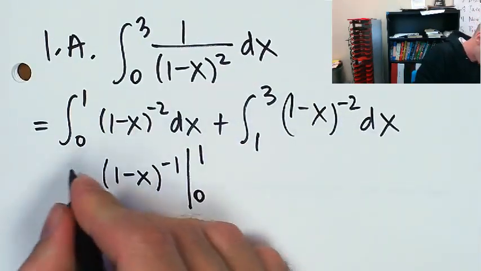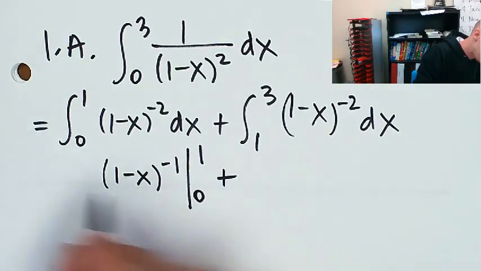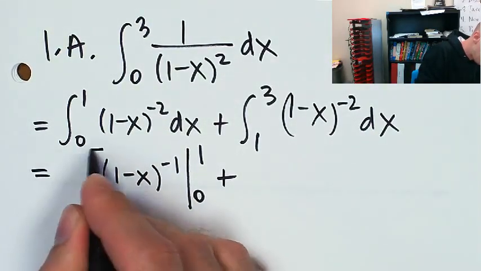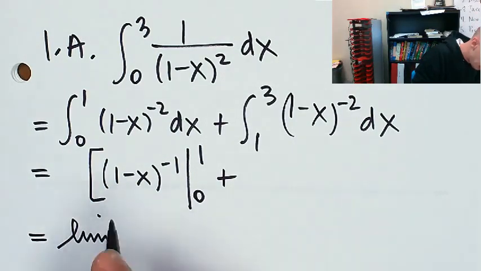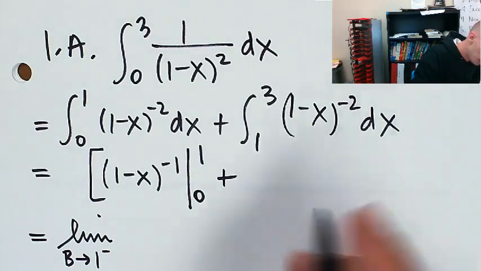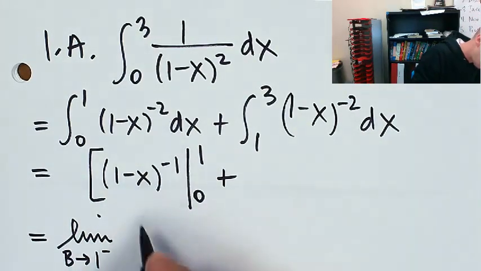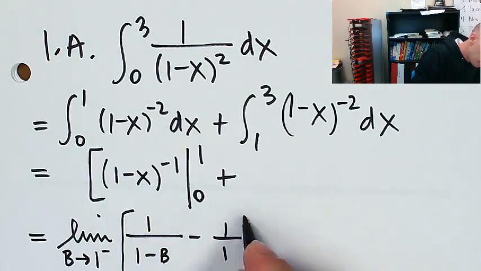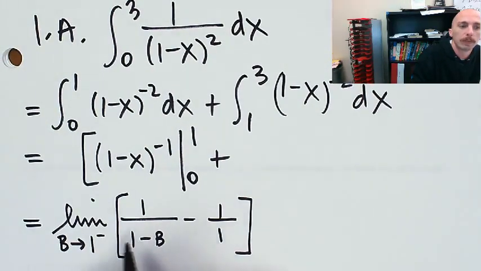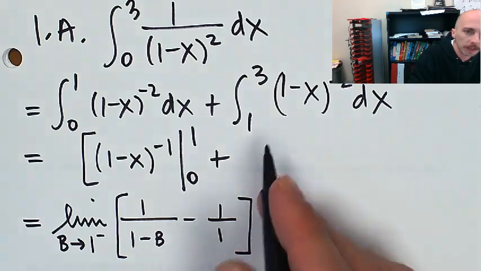And 1 is the troublesome point. And so I'm going to write it as a limit. Limit as the upper bound of integration approaches 1. Yes, in this case from the negative side, although it really doesn't matter, because it's to the negative first power: 1 over 1 minus b minus 1 over 1 minus 0. This limit fails to exist, though, because as b approaches 1, I'm getting closer and closer to dividing by 0. So this fails to exist.